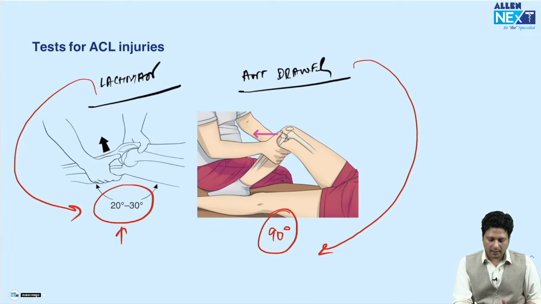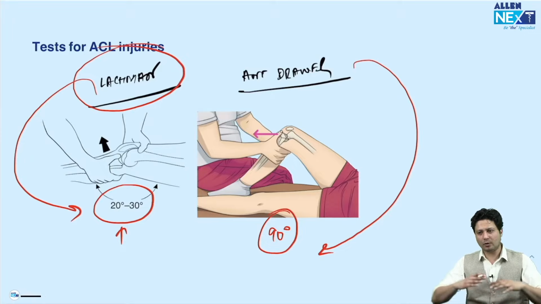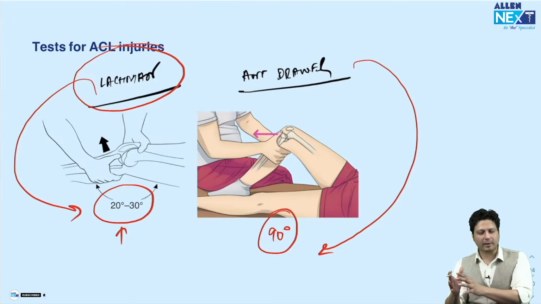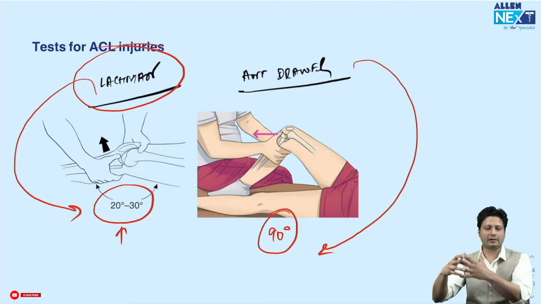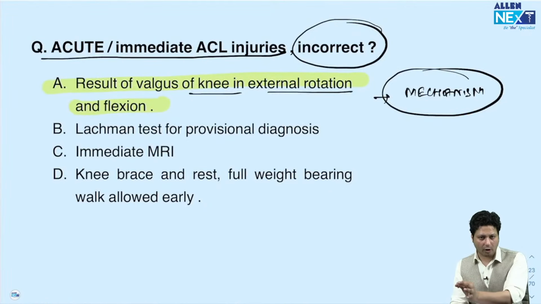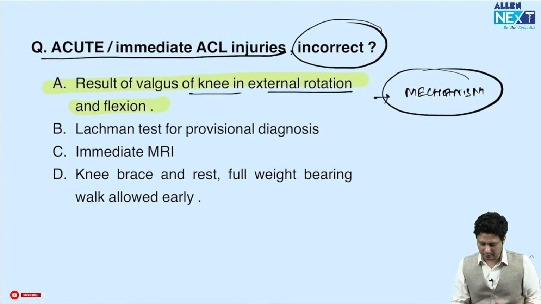On the other hand, in case of Lachman test, what happens? You are flexing it to just 20 to 30 degrees. All right. The condition is going to be painful, but not up to the level that the patient will scream. So Lachman is considered to be the sensitive test performed in immediate situations. All right. So yes, Lachman test is for provisional diagnosis.